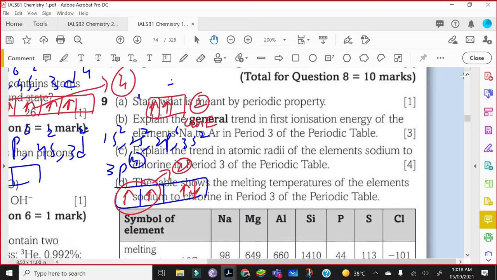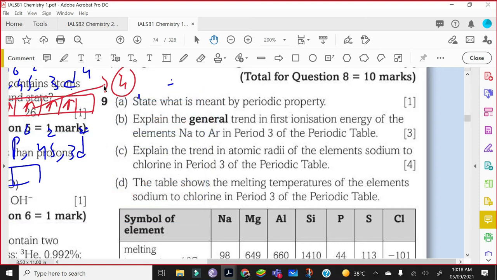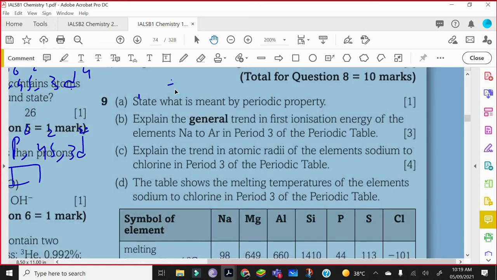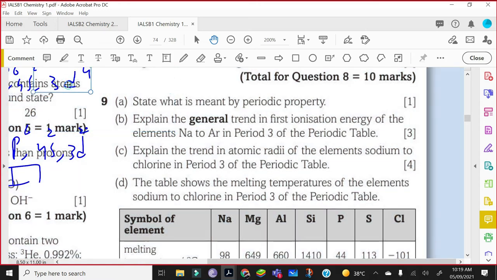Now moving on to this part. State what is meant by the periodic property. What is a periodic property? Yes, please. So the trends in a periodic table.